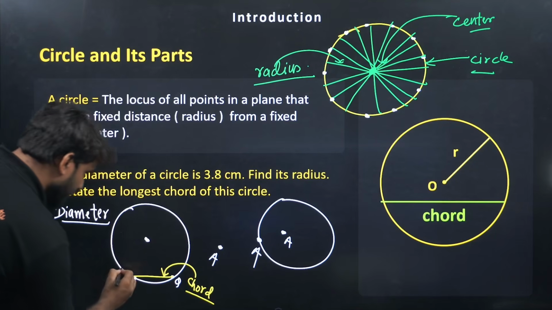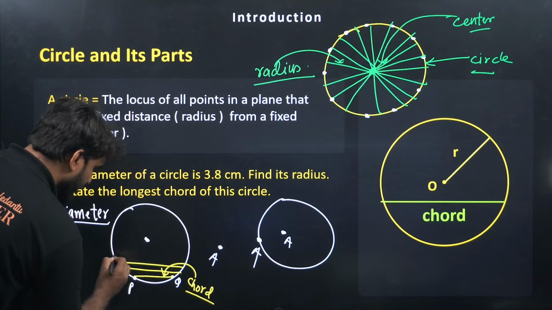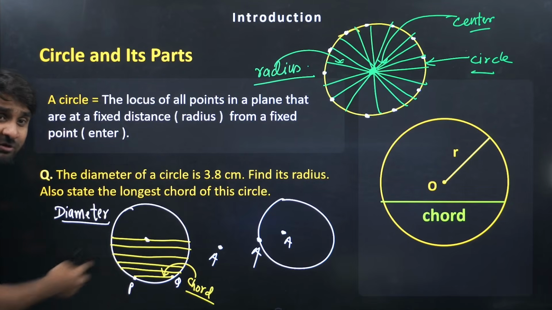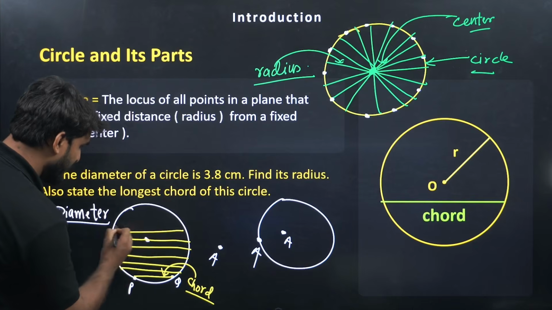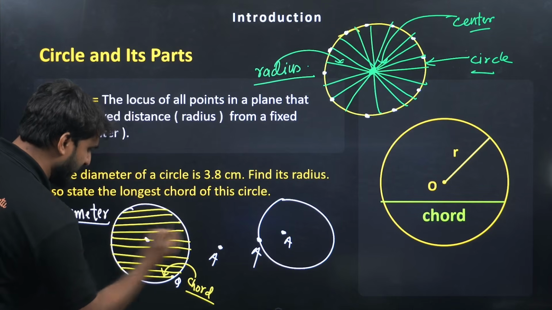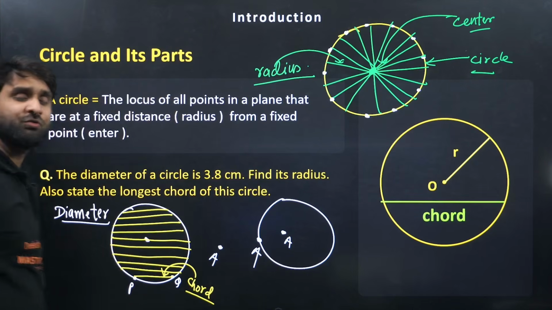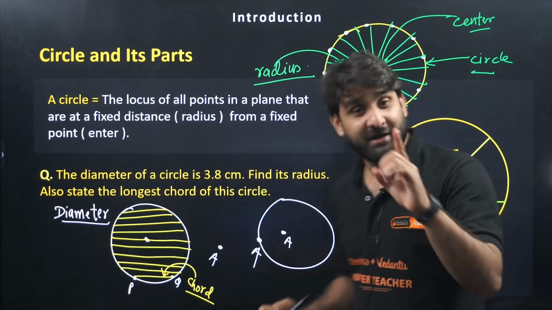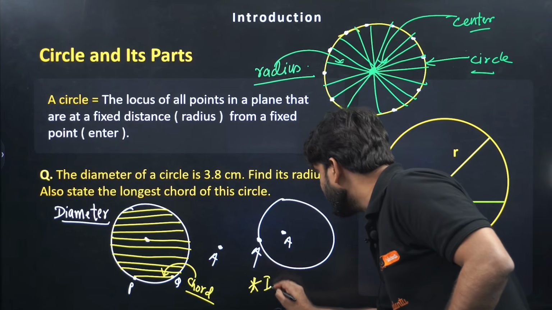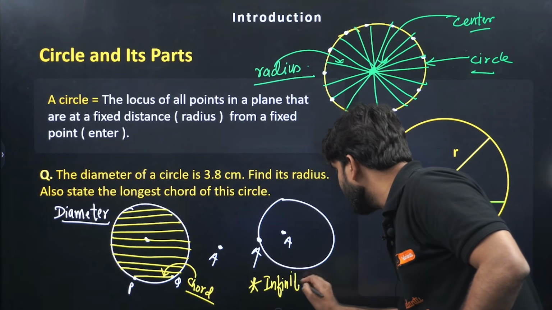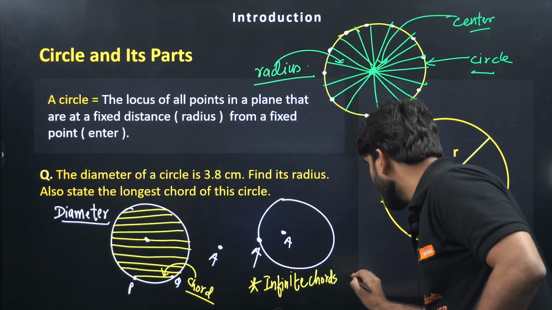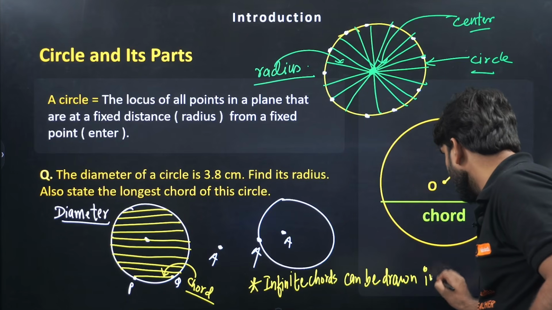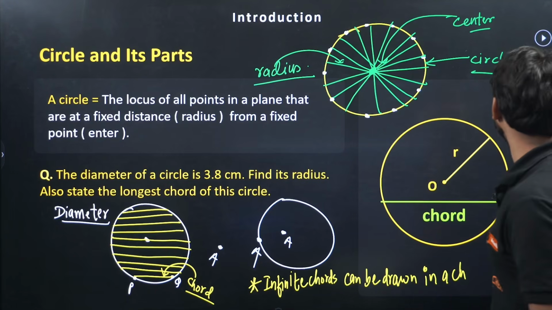First chord, second chord, third chord, fourth chord, fifth chord, sixth chord. This chord is passing through the center. Seventh chord, eighth chord, and so on. How many chords can we draw in a circle? Infinite chords can be drawn inside the circle. Please note it down: infinite chords can be drawn in a circle, but there is very special information.